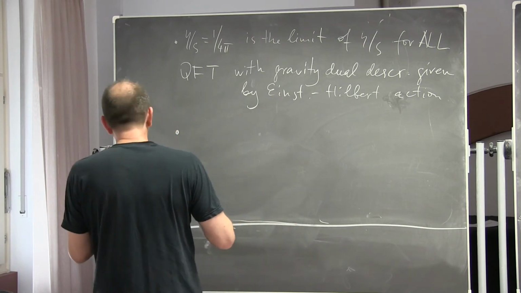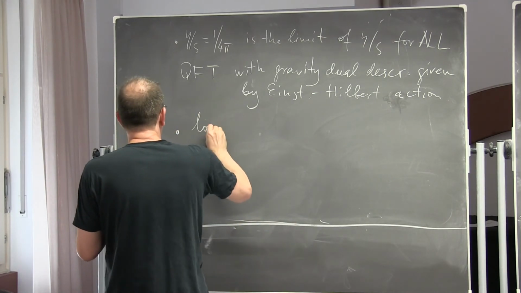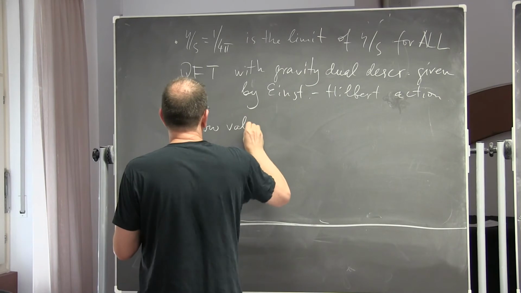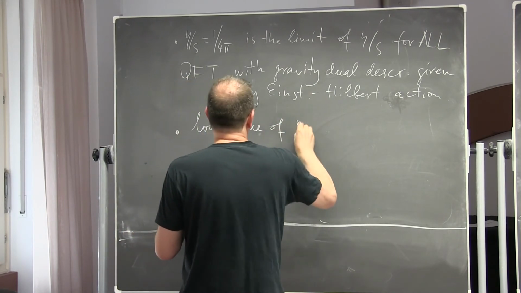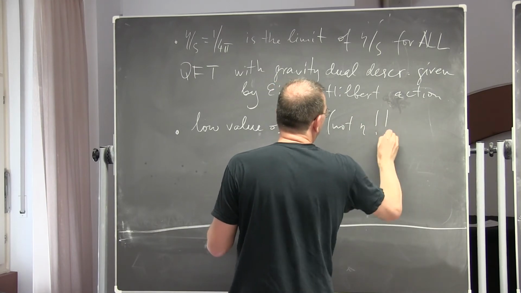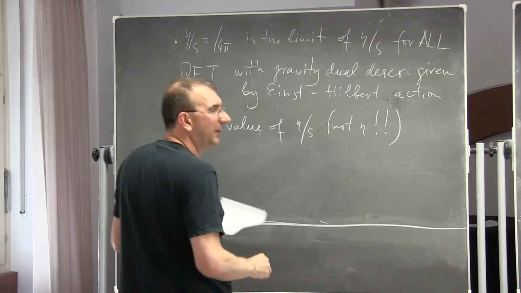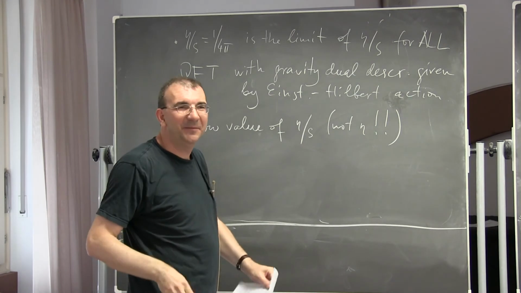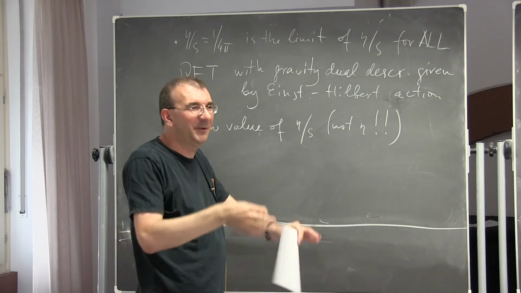Now, we have a low value of eta over s, not eta itself. Sometimes people make the mistake of saying, oh, we discovered this minimal viscosity quark-gluon plasma.